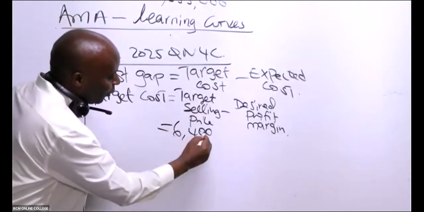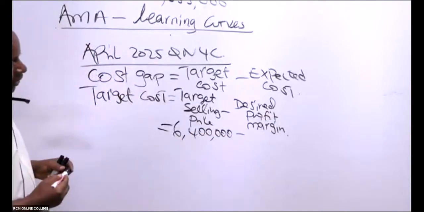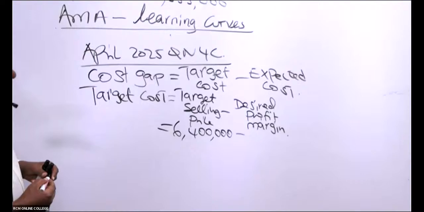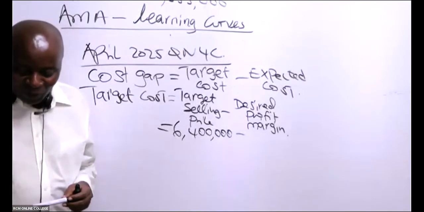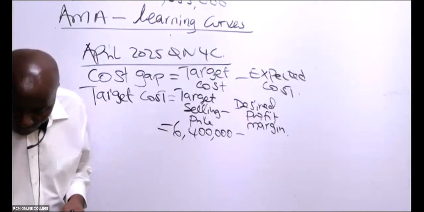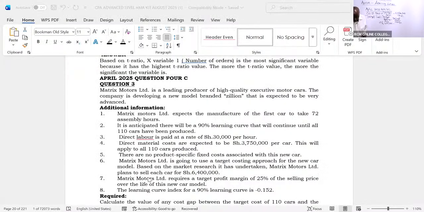Desired profit margin. Are you able to see a profit margin given there? What percentage? 25%, note number 7. Matrix Motors Limited requires a target profit margin of 25%. And the selling price is given in note 6, using a target costing approach for the new car. Based on the market research it has undertaken, Matrix Motors Limited plans to sell each car for 6.4 million.